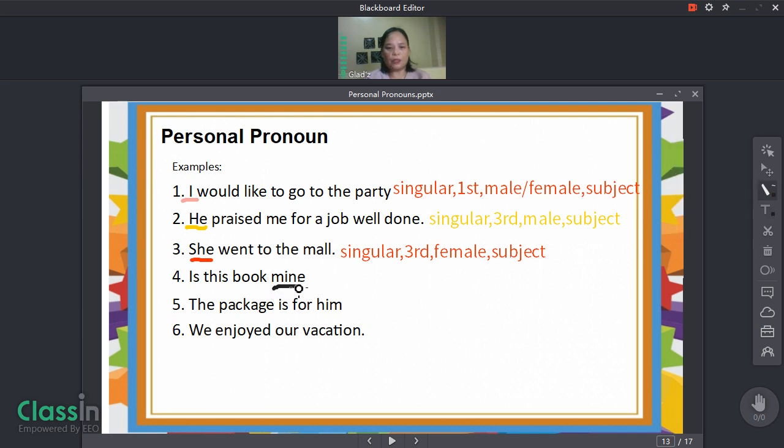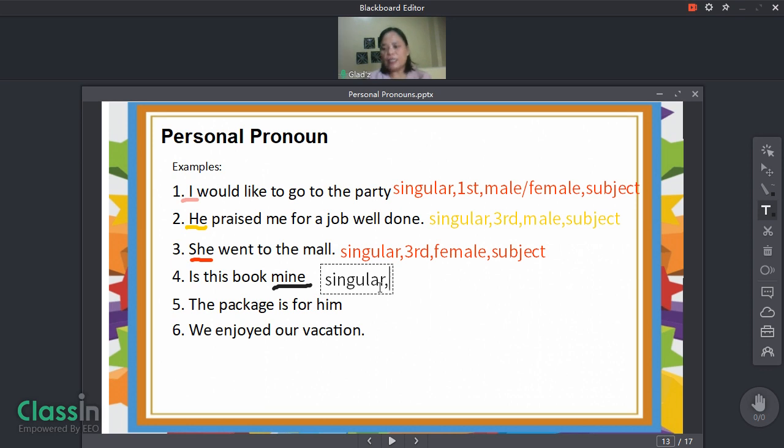Okay, the pronoun used in number four is mine. Let us now identify mine. Is this singular or plural? This is singular.